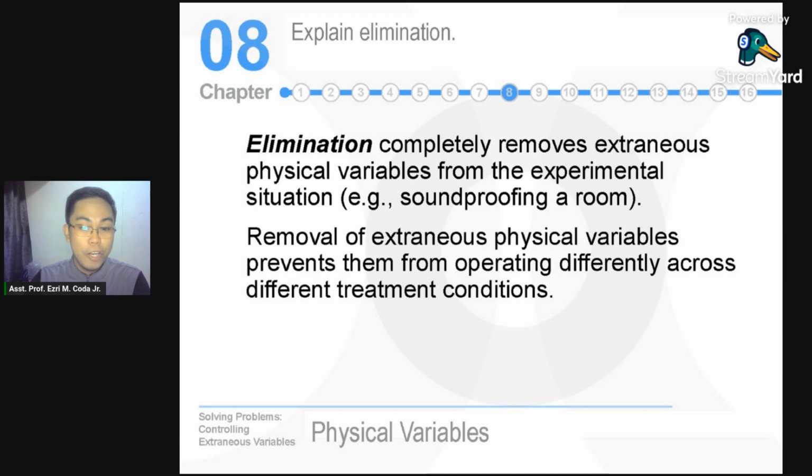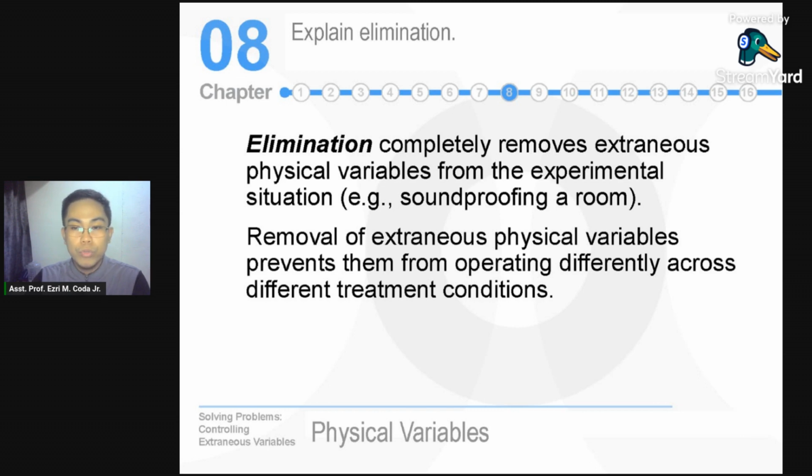That's just an example. Now, removal of extraneous physical variables prevents them from operating differently across different treatment conditions because, as I said a while ago, it really affects the mood and the focus and attention of your participants or your subjects.